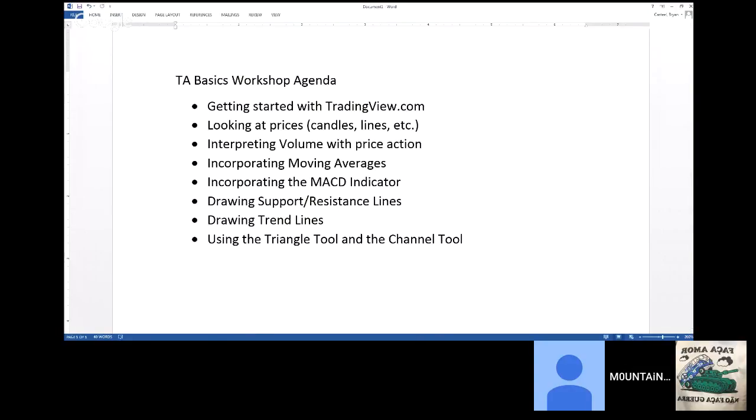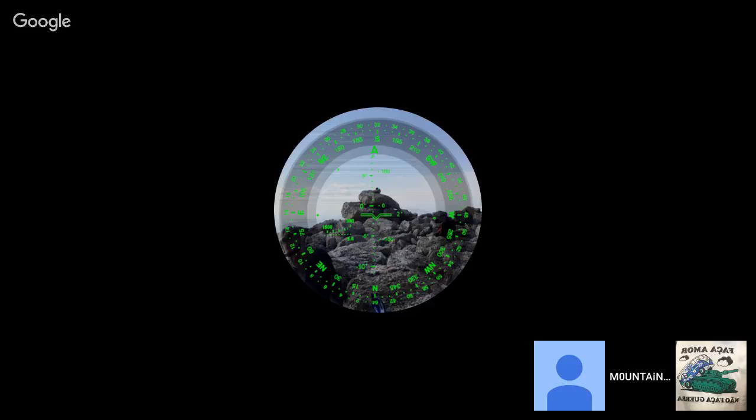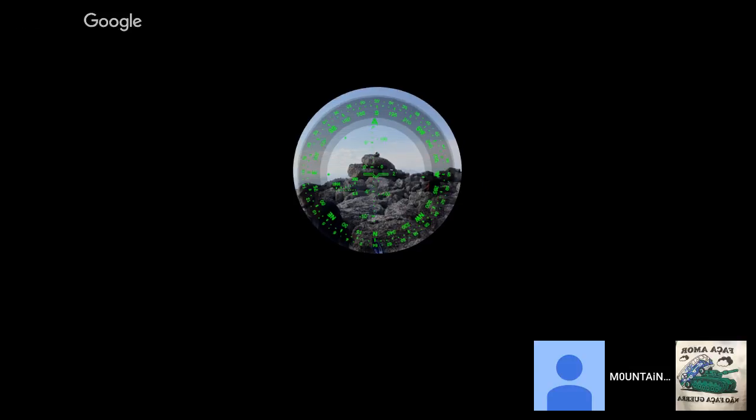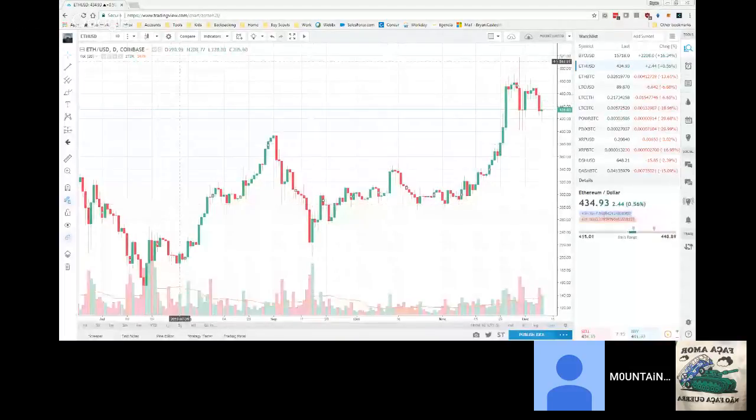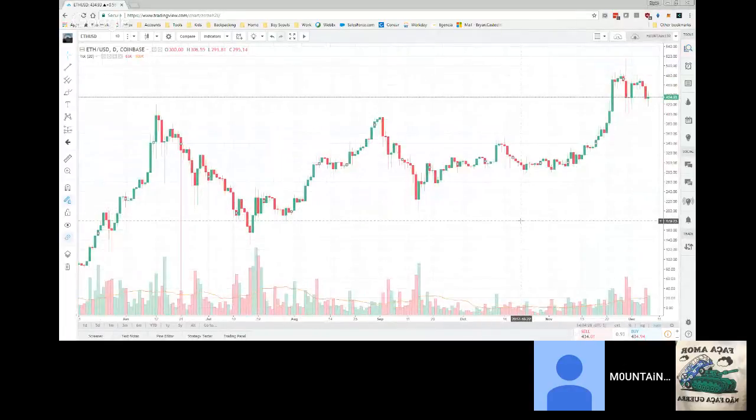I got to figure out how to flip over to my, switch my screen application over to TradingView. Okay. So you should be seeing a TradingView chart at this time.